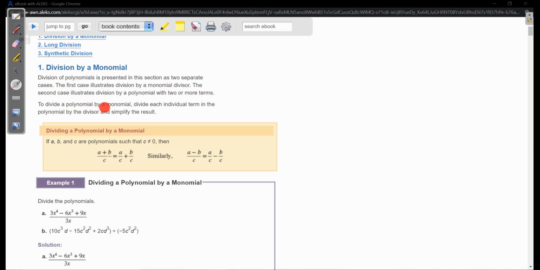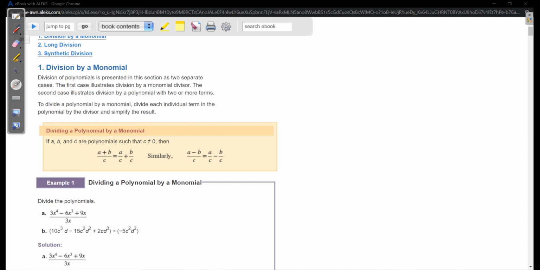To divide a polynomial by a monomial, divide each individual term in the polynomial by the divisor and simplify the result. So what we do here, if a, b, and c are polynomials such that c is not equal to 0, then if we have a plus b over some c, then we can split it up into a over c plus b over c. All right, and same thing can be done with the subtraction sign, right? This is the addition sign here. We can put an addition sign between two fractions. If there's a subtraction sign here, we can put the subtraction sign between two fractions.